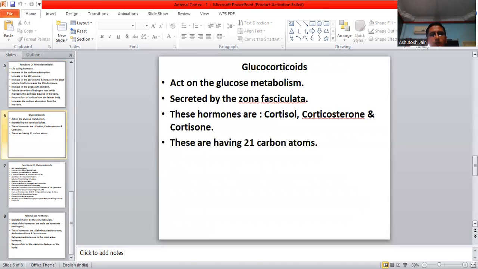Glucocorticoids. These act on the glucose metabolism. These are secreted by the zona fasciculata. These hormones are cortisol, corticosterone, and cortisone. These have 21 carbon atoms.